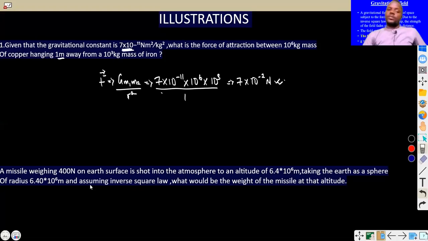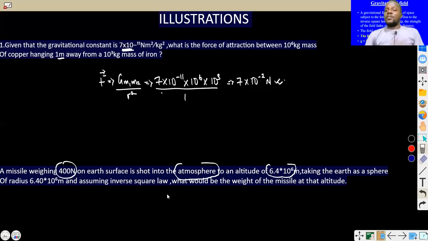Now, about the second question: a missile weighing 400 Newton on Earth's surface is shot into the atmosphere to an altitude, a height above the earth, of 6.4 times 10 to the power 6 meter. Taking the earth as a sphere of radius 6.40 times 10 to the power 6 meter, and assuming the inverse square law, what will be the weight of the missile at that altitude? As I've said, for every relationship we set, if you remember the formula we derived, the G is always what?